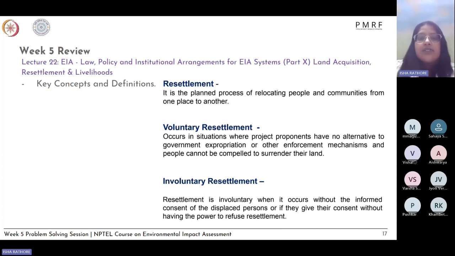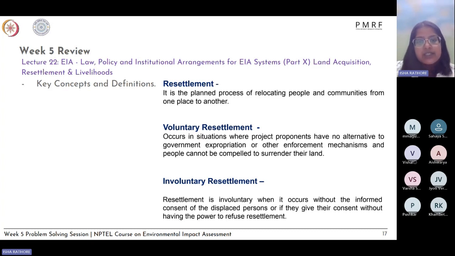Next, let's look up at key concepts and definitions which we discussed in this module. So we had the first term, which is resettlement. So it is the planned process of relocating people and communities from one place to another. Second is voluntary resettlement. This occurs when project proponents have no alternative to government expropriation or other enforced mechanisms, and people cannot be compelled to surrender their land.